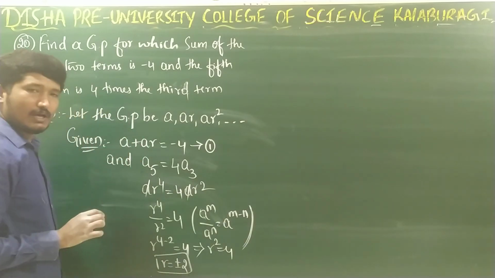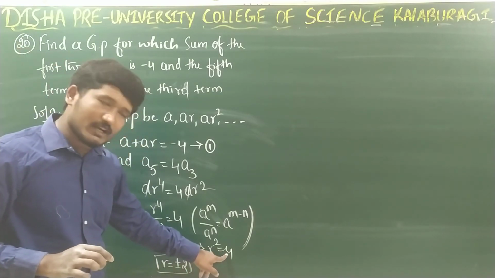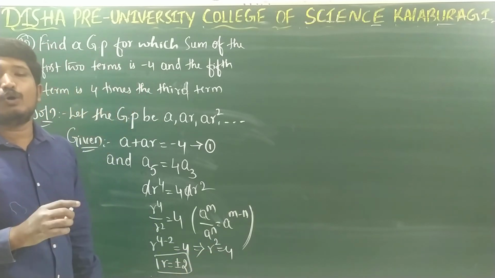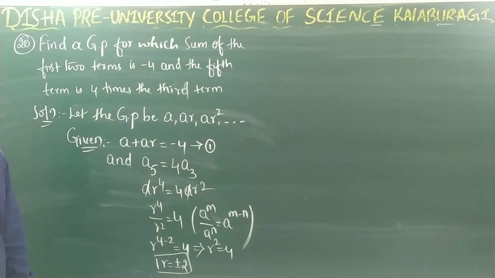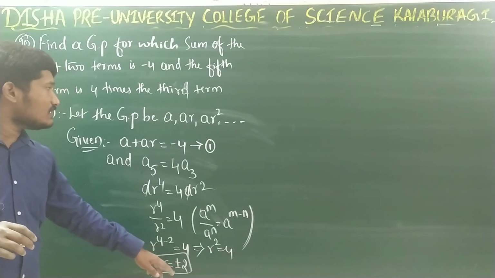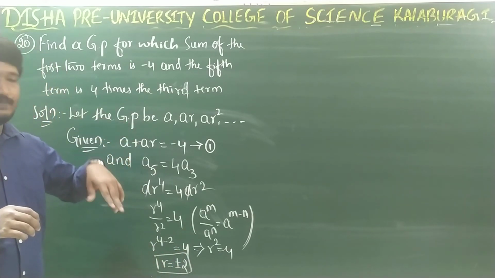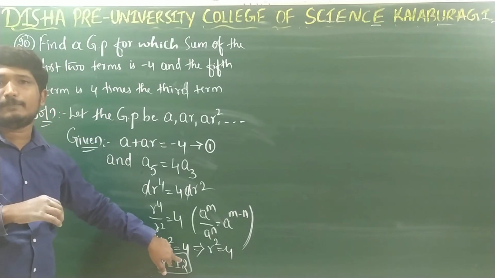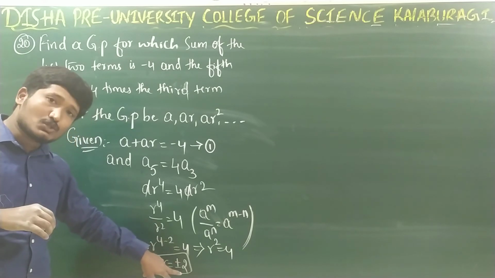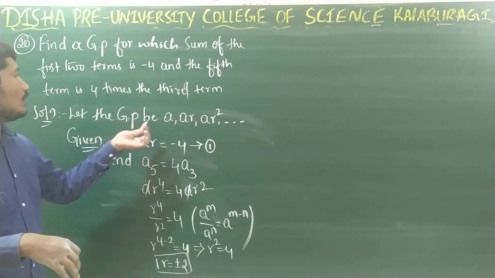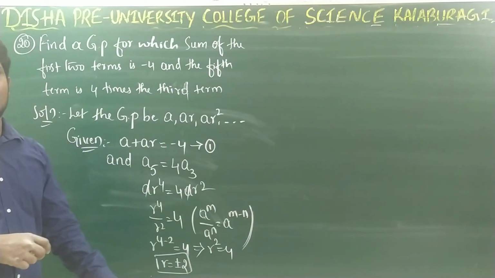So r is equal to plus or minus square root of 4. Square root of 4 is 2. So this is the value for r. How many values have we got for r? We have 2 values of r, right? According to the value of r, let us see what value of a we will get. When r is equal to 2, we will see the value of a, and when r is equal to minus 2, we will see the value of a. And accordingly, we will also see the terms of the geometric progression, right?